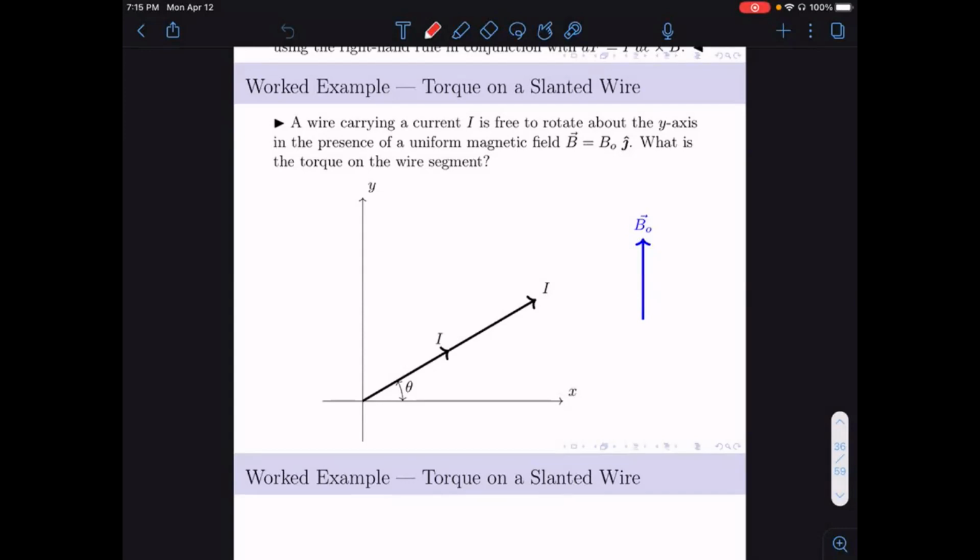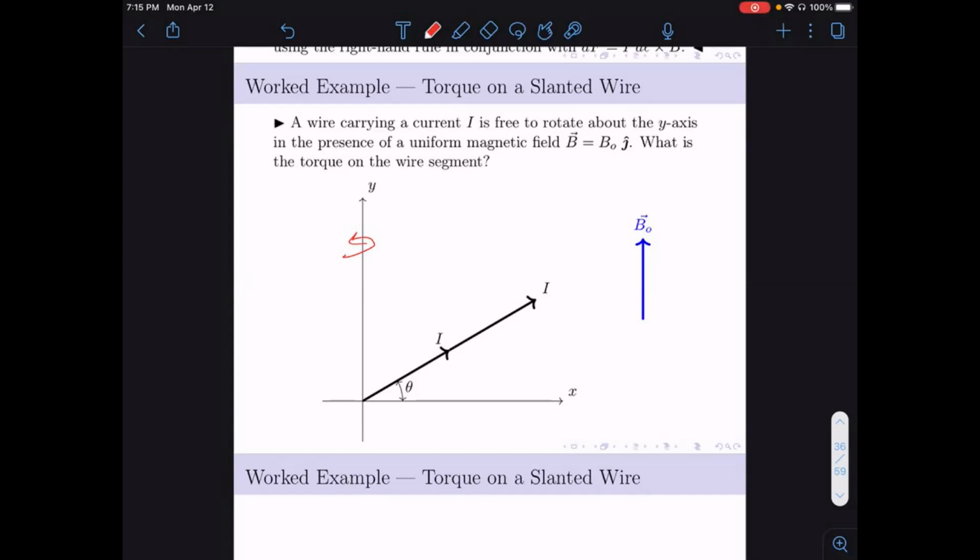So, without further ado, we'll go through it. We have this lovely current carrying wire, right, on the XY axis. It says it's free to rotate about the Y axis here, in the presence of a uniform magnetic field equal to B naught J hat, so B naught in the J hat direction. We want to know what the torque on this wire segment would be, given all these variables like I and R vectors, things like that.